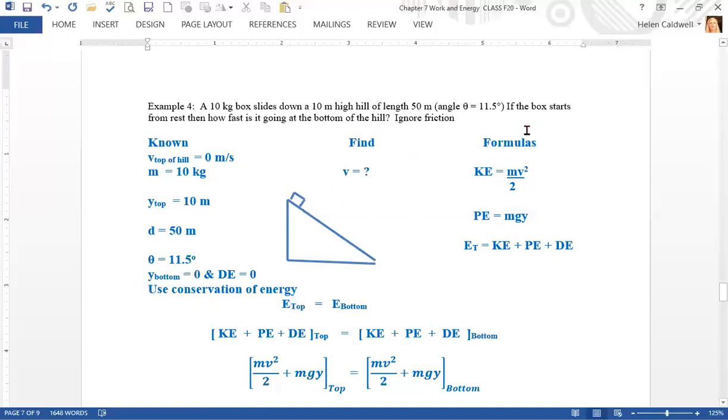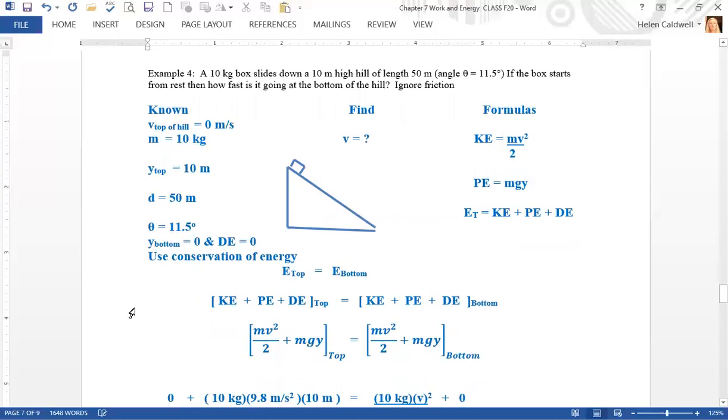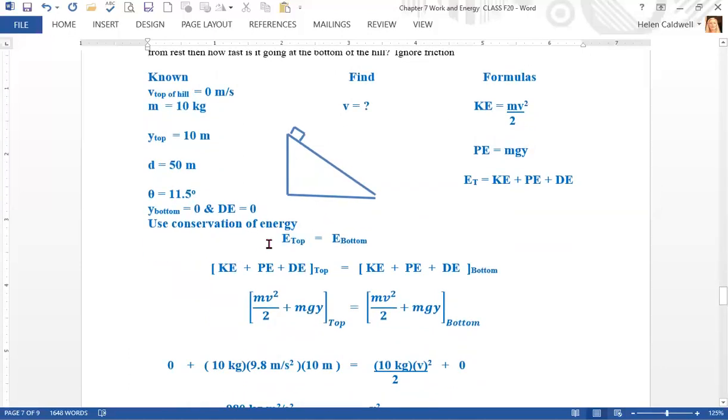We're looking for the velocity, and we have our 3 equations: kinetic energy, potential energy, and total energy. Remember, if we ignore friction, the dissipated goes to 0. So we can use conservation of energy, which means the energy at the top of the hill is the same thing as the energy at the bottom of the hill. And energy at the top would be kinetic plus potential plus dissipated at the top equals kinetic plus potential plus dissipated at the bottom. But those dissipated energies are 0 because we are ignoring friction.